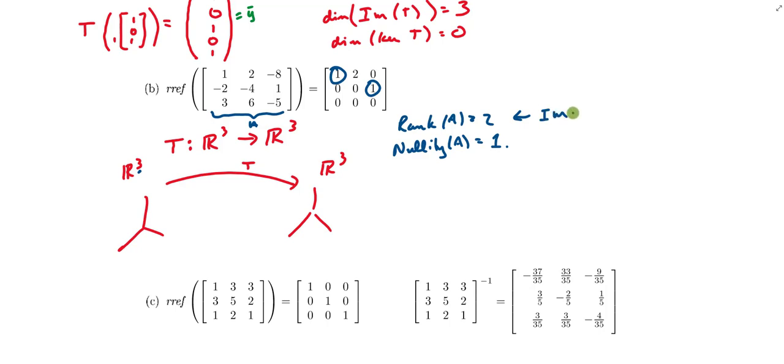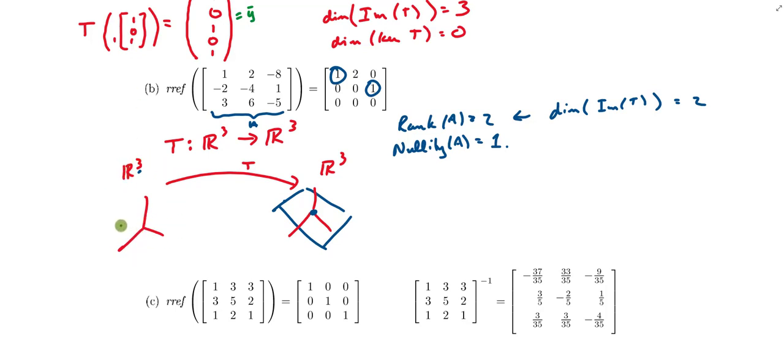The dimension of the image of the transformation is also 2. So that means that this copy of R3, this version of R3 here, gets mapped into this R3 here as a 2-dimensional space living in there, which would have to be a plane sitting inside of R3.